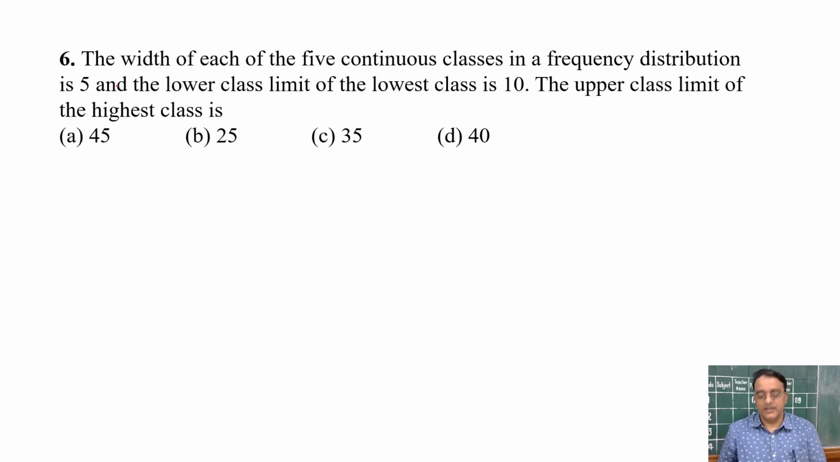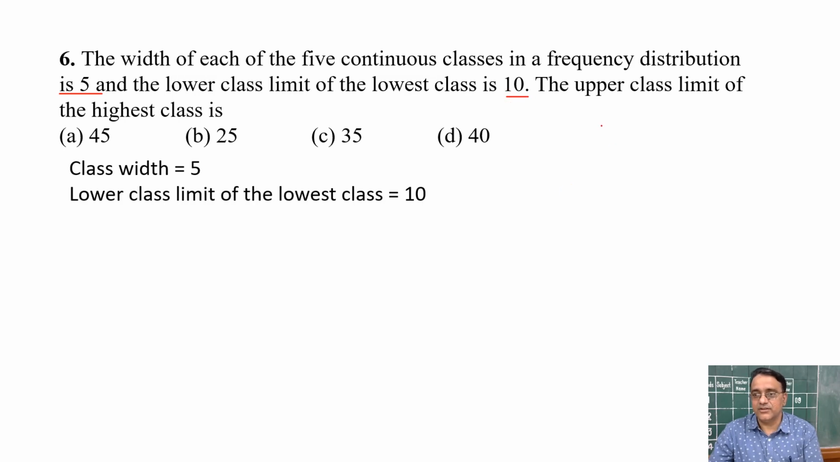The width of each of the 5 continuous classes in a frequency distribution is 5. And the lower class limit of the lowest class is 10. The upper class limit of the highest class is? So class width is given 5. Okay. And the lower class limit of the lowest class is 10.